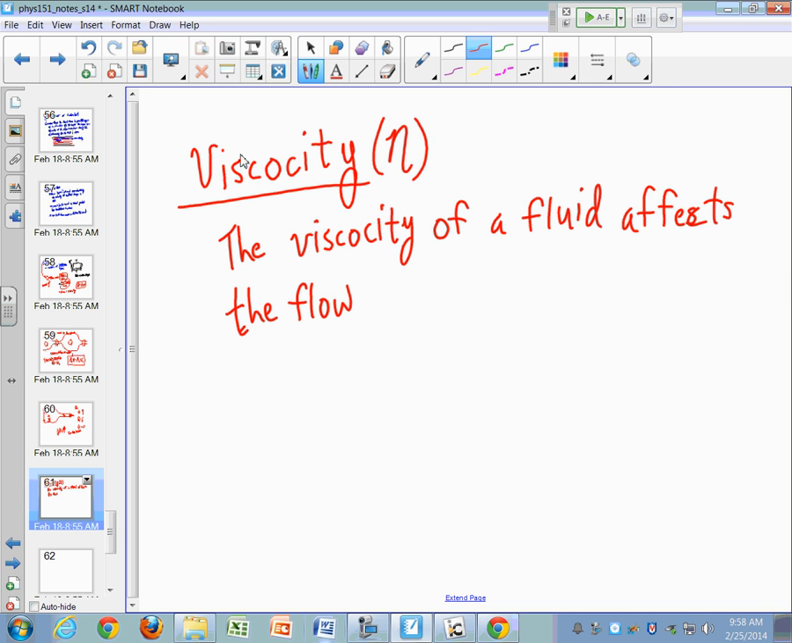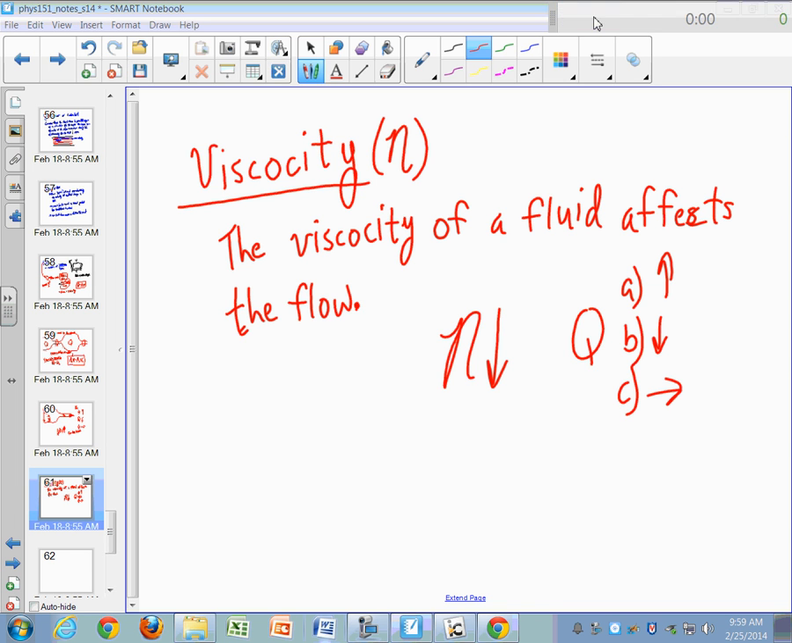All right, so viscosity. The viscosity of a fluid affects the flow. How do you think it affects the flow? So if our viscosity goes down, does Q go up? Does Q go down? Or does Q remain the same? So if eta, this measure of the viscosity, decreases, what happens to our flow rate? Does it increase, decrease, or stay the same?